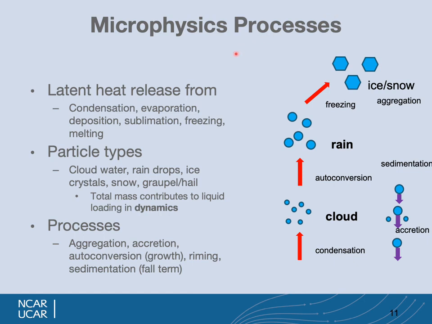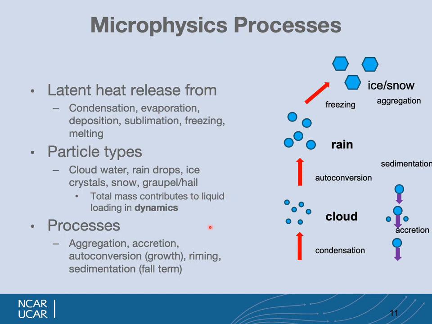Microphysics has to handle a lot of processes that also include latent heat release. For example, there's condensation, evaporation, deposition and sublimation, and freezing and melting that occur as particles change from one species to another. The particle types we're typically dealing with are cloud water, raindrops, ice crystals, snow, graupel, hail. They're distinguished by size and density.